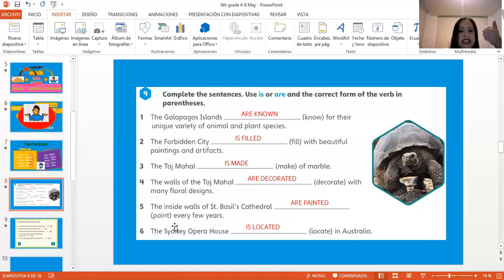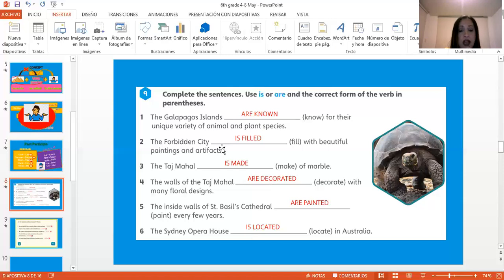Part 1, the Sydney Opera House, indicating singular auxiliary, is singular auxiliary, part of my structure for passive. Located is my verb in the past participle. In Australia is my third part of my sentence. So I use irregular, regular, irregular, regular, regular, regular verbs in these 6 examples. Auxiliary, plural, singular, singular, plural, plural, singular.